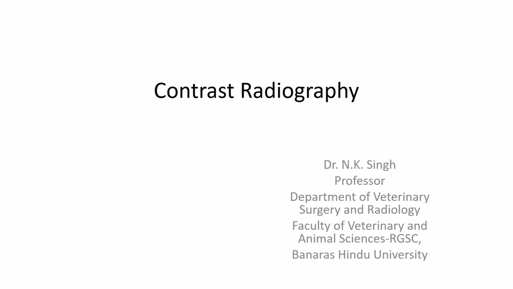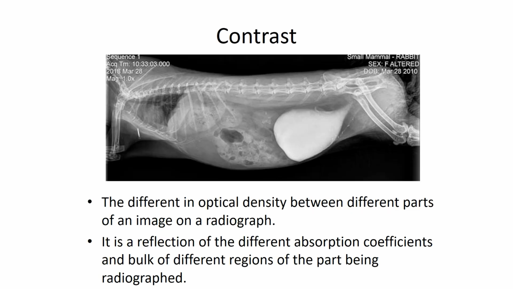Today, we will be discussing a topic that is contrast radiography. To start with, let us look at this picture. You can make out different densities of different tissues and organs, wherein the thoracic part you would be able to visualize properly. You can see the abdominal part and the pelvic area. There are different densities. The difference in the optical density between the different parts, that is figured out on the cassette or the image in the form of a radiograph, is called contrast.